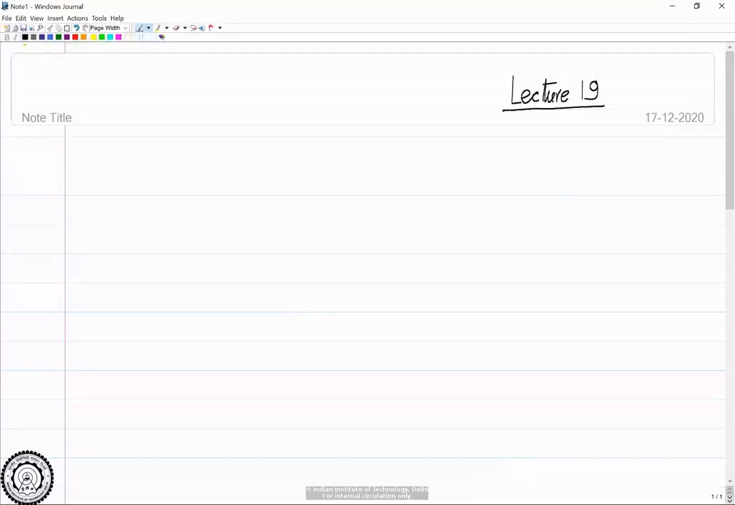So let's start the class. Yesterday we talked about Saint-Venant-Kirchhoff material, and today we'll talk about another material model, which is Ogden material.